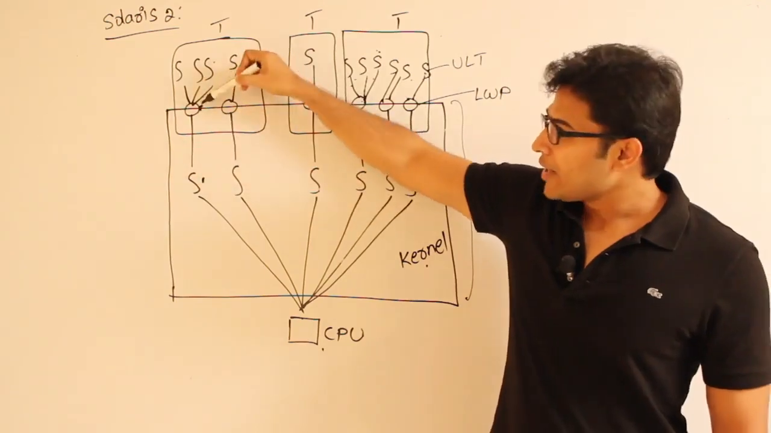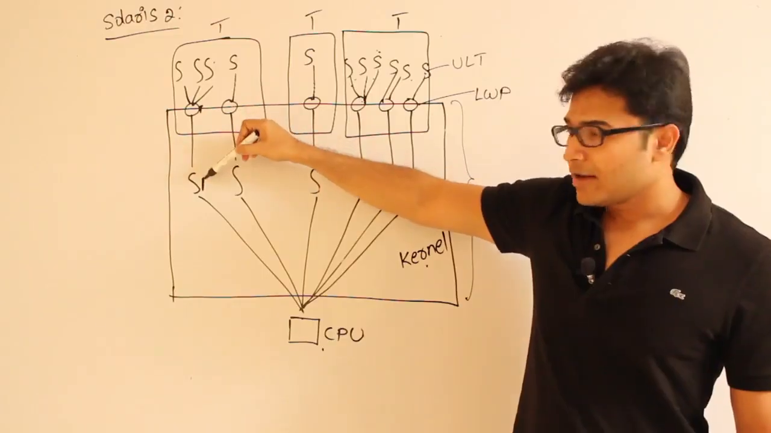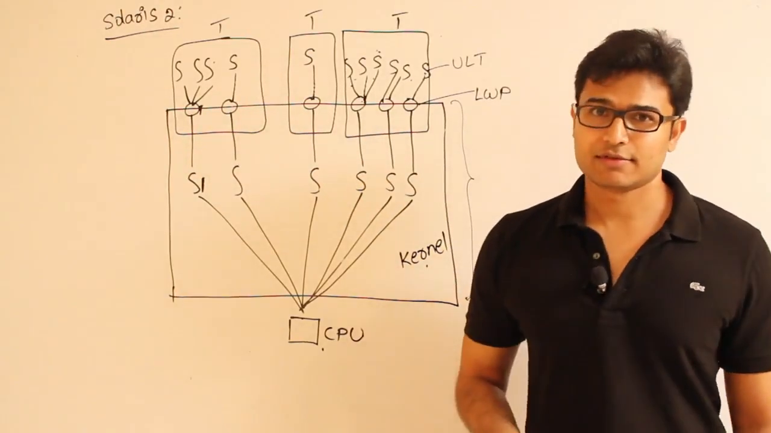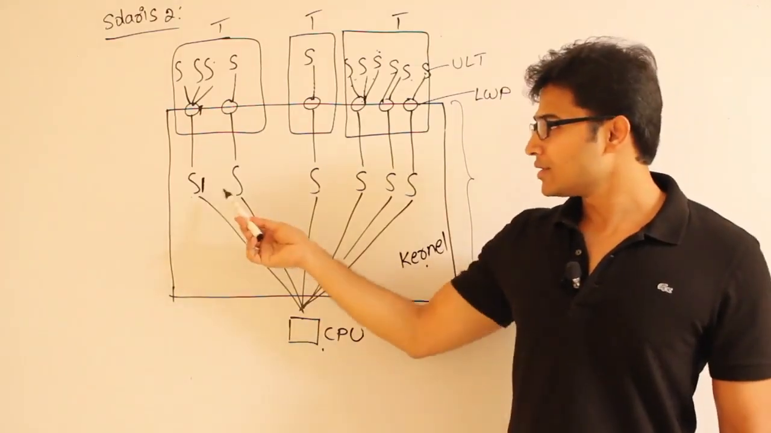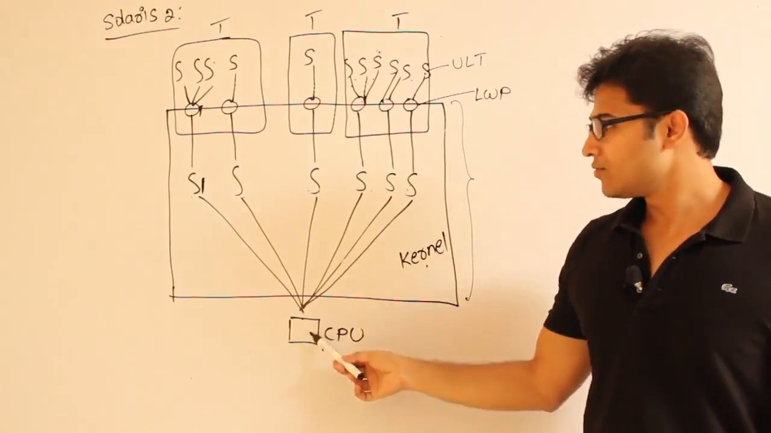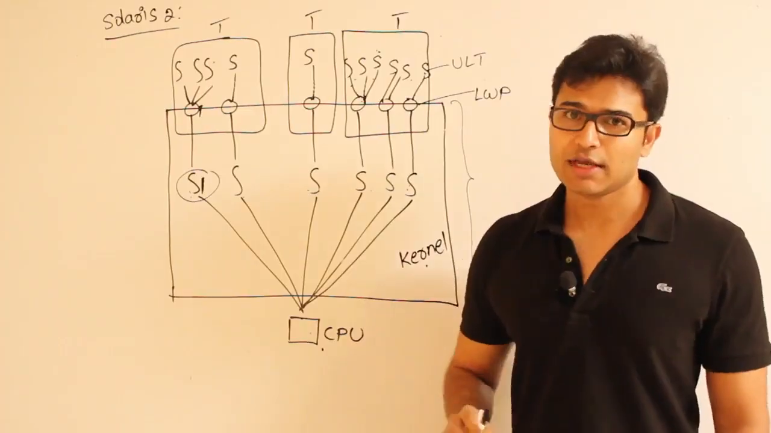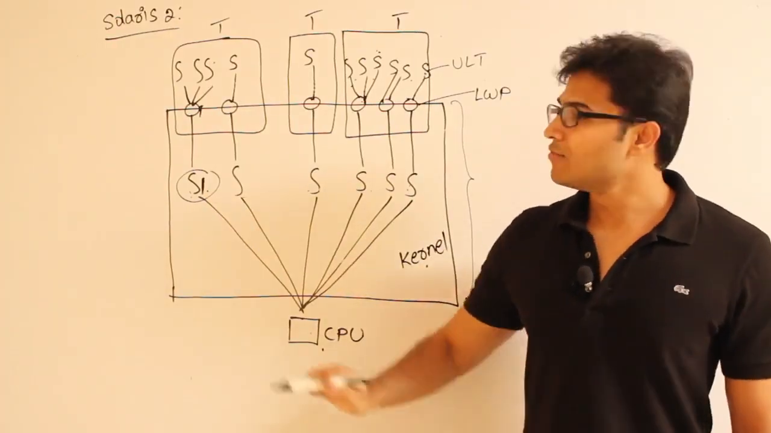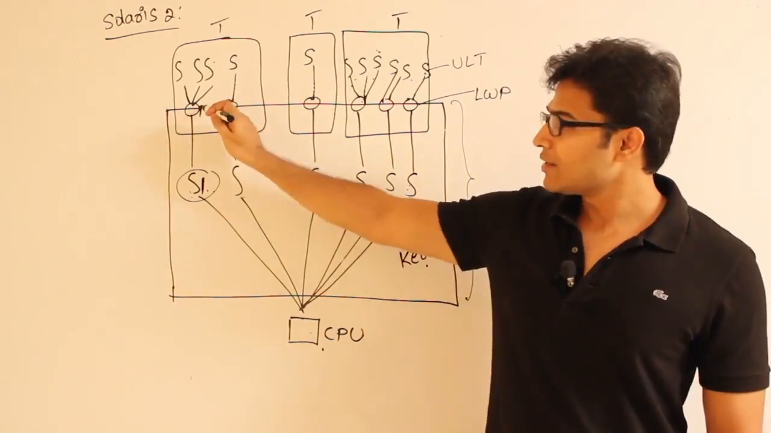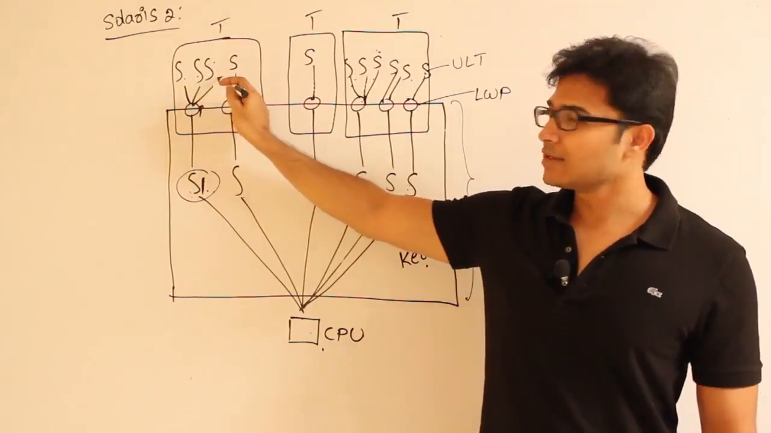Got it? Now a lightweight process can have many user level threads, but a kernel level thread should be associated with only one lightweight process. Got it? And all these kernel level threads will get time from the CPU. Let us say the CPU schedules this kernel level thread first. Now this kernel level thread will make this lightweight process run, and when this lightweight process is scheduled, it can schedule either this thread or this thread or this thread.